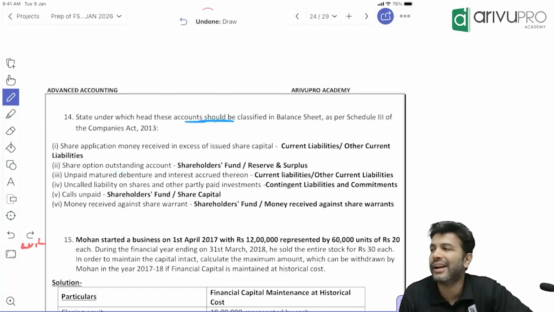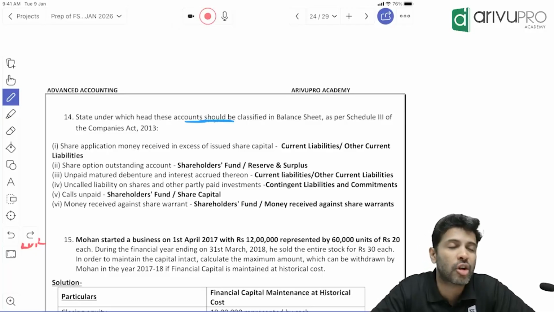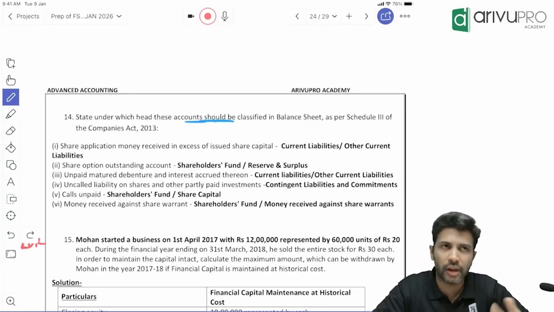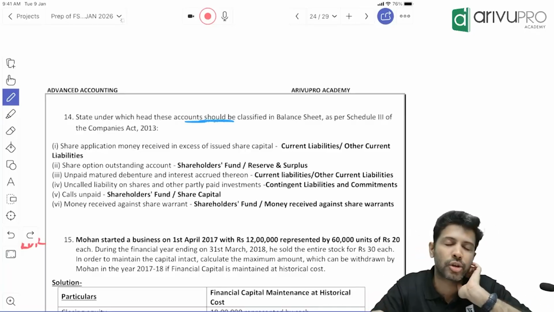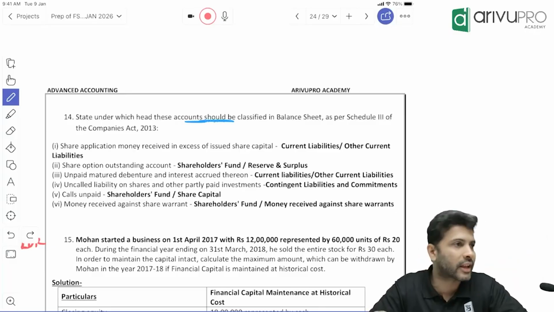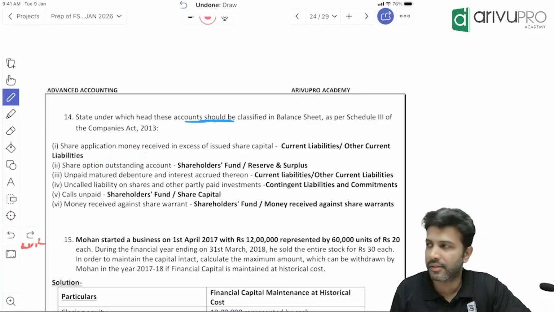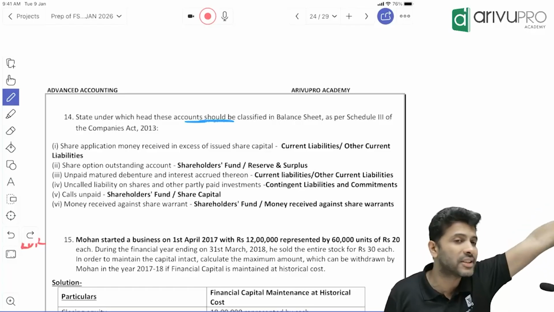Share option outstanding account. Now remember, when employee stock options were given, ESOP, there we had some ESOP outstanding. Where will that come? It depends on the type of instrument given. More about that you'll learn in Ind AS 102 at CA Final. It can be a reserve or it can be a liability, depending on what instrument you have given to your employee. If shares are given, it comes under reserves and surplus. If something else is given, it is a liability.